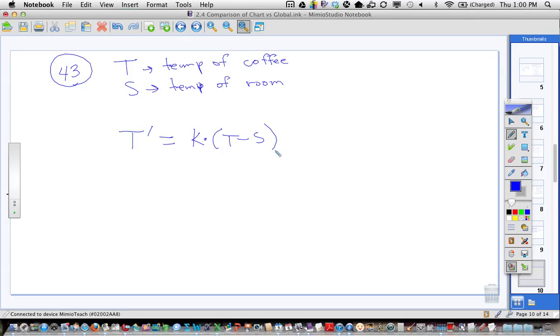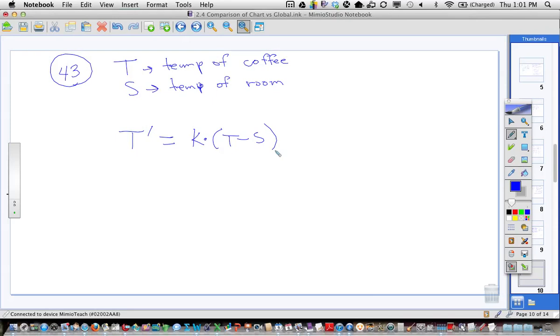Now think about that. Proportional means as one gets bigger, the other gets bigger, or vice versa. So if I got a 180 degree coffee in a 70 degree room, there's a pretty big gap between those two temperatures. So if this number is big, that means T prime's got to be big. The rate would be faster. Wouldn't the temperature be changing faster if the coffee's 180 and the room is 70 than if the coffee was 75 degrees in a 70 degree room? It's not going to be cooling near as fast, right? So this describes that situation pretty simply.